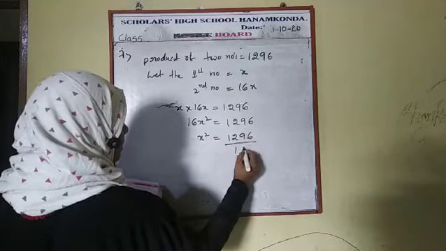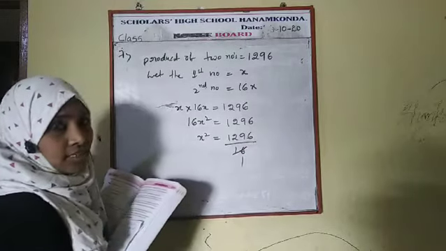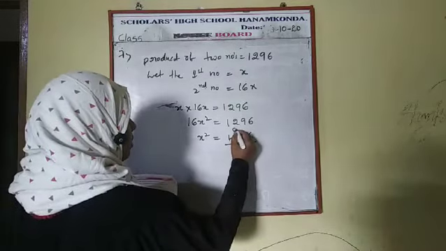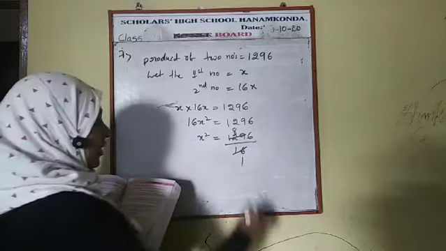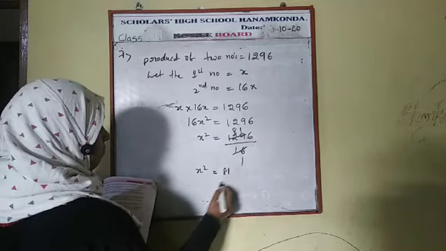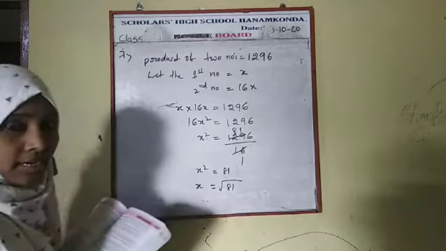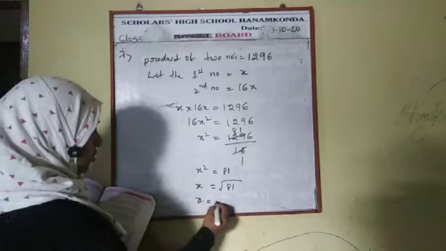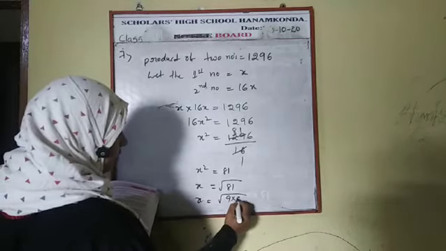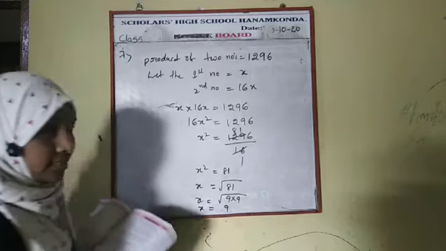1296 by 16. Cut it, beta. 16 ones are 16. 16 eights are 128. Now again 16 ones are 16. So x square is equal to 81. x is equal to under root 81, beta. Now x is equal to, in which table does 81 come? 9 nines are 81. You get x is equal to 9.